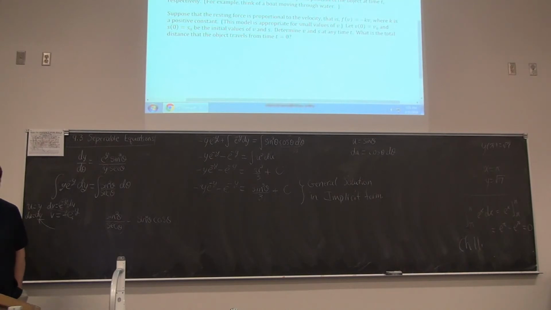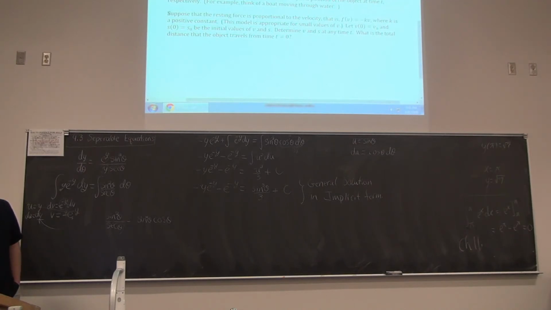S, that's just the position of the object at time t, also a function of time, represent velocity and position of the object. For example, think of a boat moving through water. So maybe it's fighting a current or something along those lines. Now we're told, suppose the resting force is proportional to the velocity.